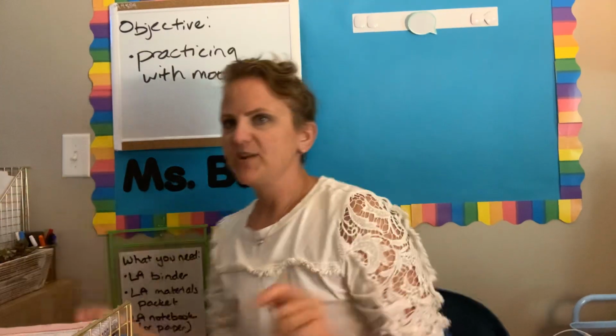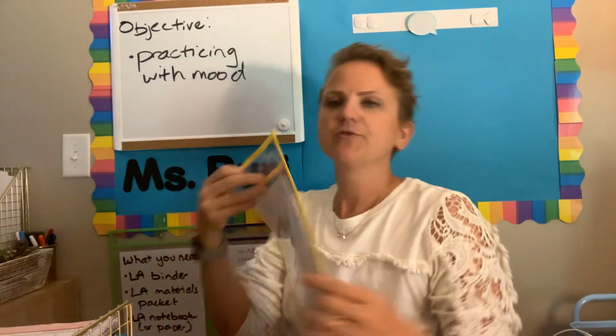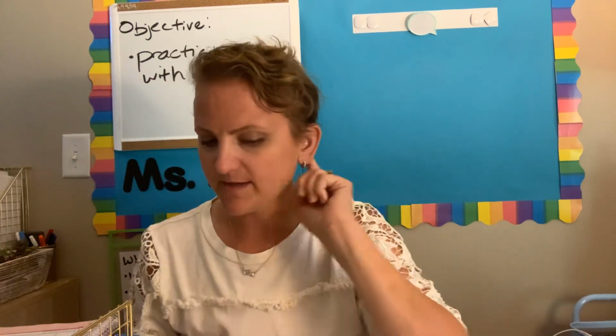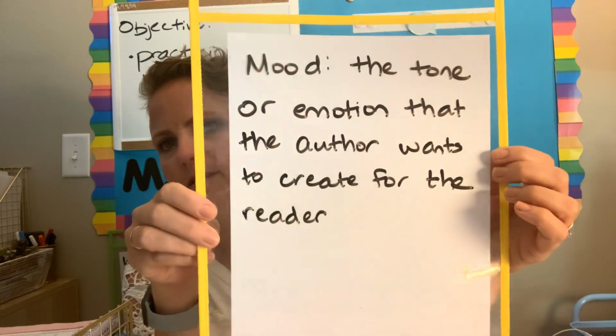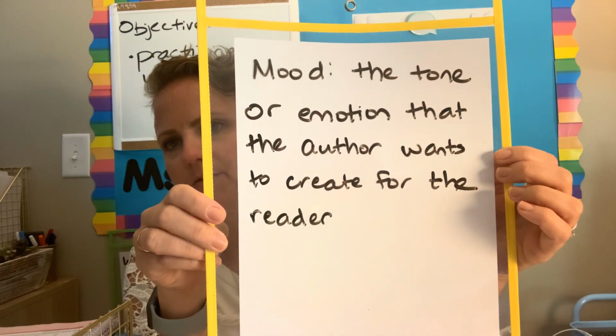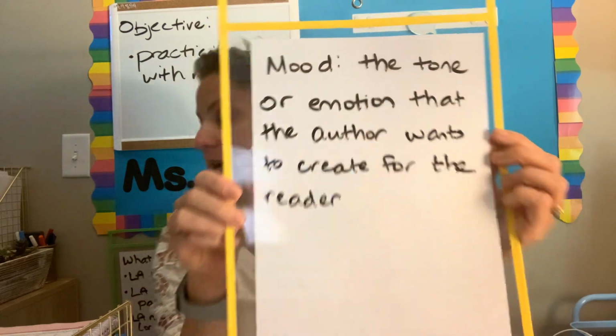So fifth graders, our objective for today is going to be practicing with mood. Okay, we introduced it in our previous lesson, and so now we're going to do some practice with it. So as a reminder, mood is the tone or emotion that the author wants to create for the reader. So it's kind of that emotion of the story, the tone of that story.